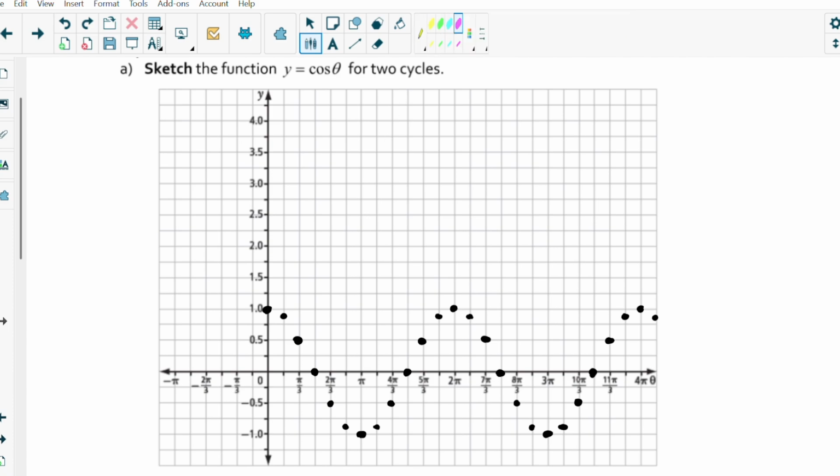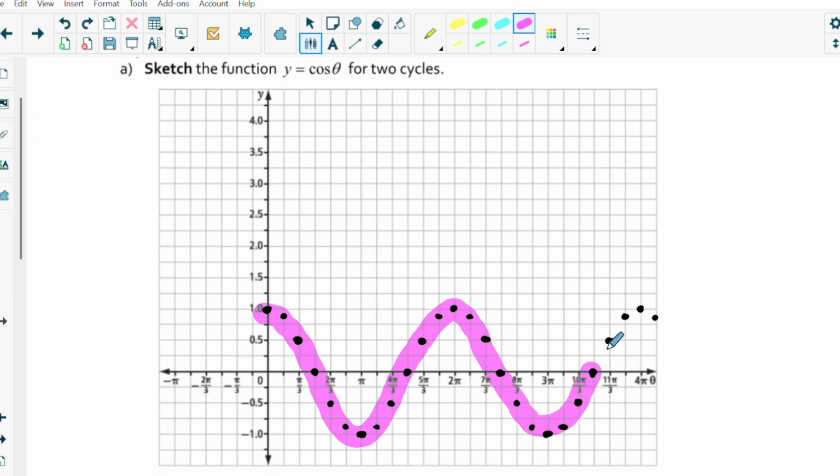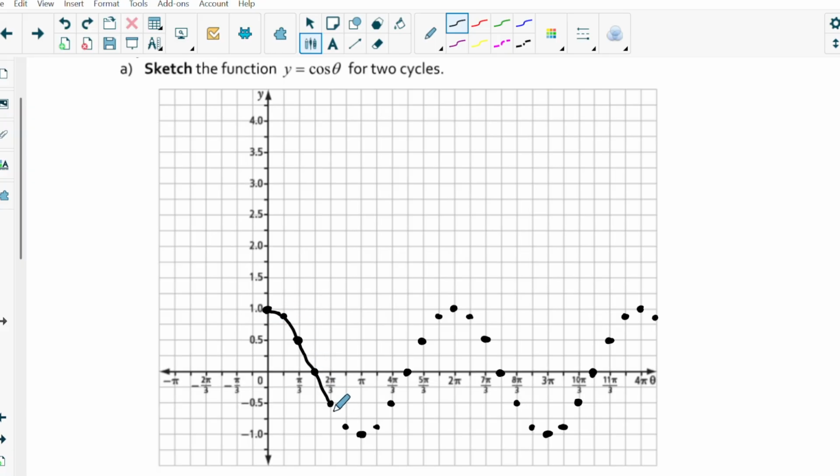Let me just check with my highlighter. So that's 1 cycle. That's 2 cycles. Okay, so that's 2 full cycles. Let me just draw that in. That's y equals cosine of theta for 2 full cycles.